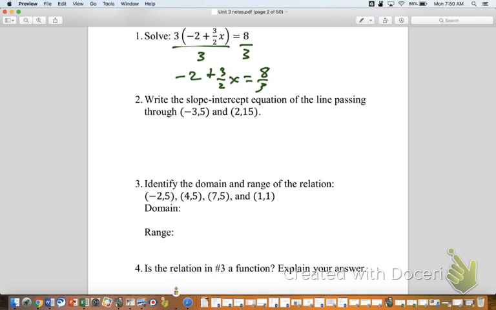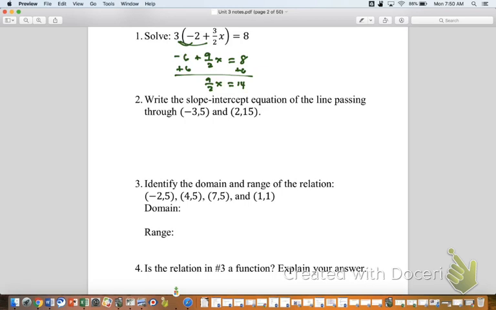So let's do it the way you guys said, just so we could all see how it went. You guys distributed the 3, so if you do that, we end up with -6 plus 9/2 x equals 8. What do you think? Any questions on that step? Okay, what'd you guys do next? Add 6, okay. So if I add 6 to both sides, I get 9/2 x equals 14. Of course, 8 plus 6 being 14.